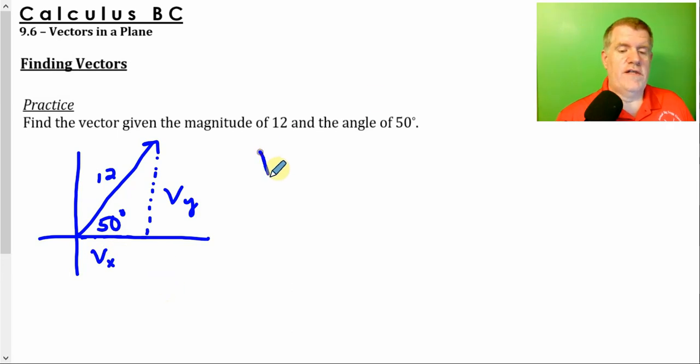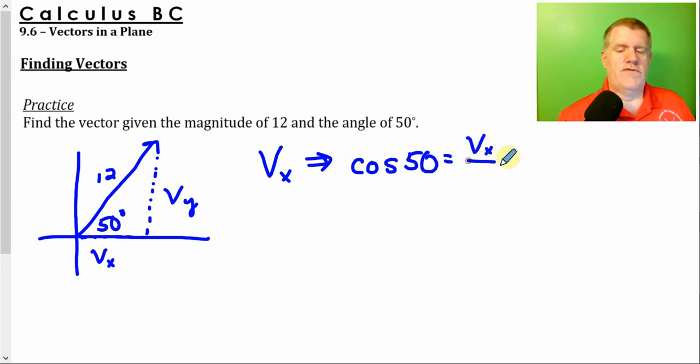How do I find the x value? All right, all I know is my magnitude and I know my angle. I need x. Well, little trig function there. You got it. The cosine of 50 is going to equal the magnitude of x divided by 12. So, really, what does the magnitude of x equal? 12 cosine of 50.